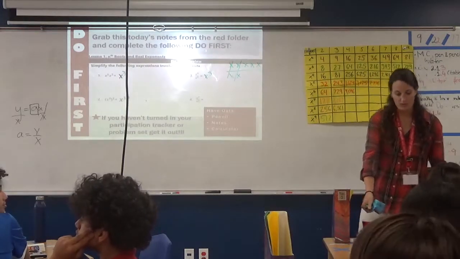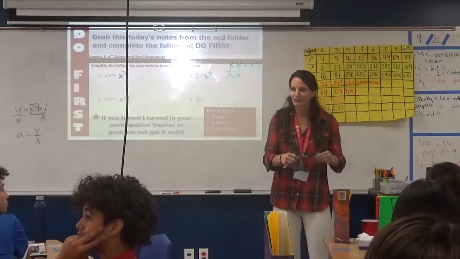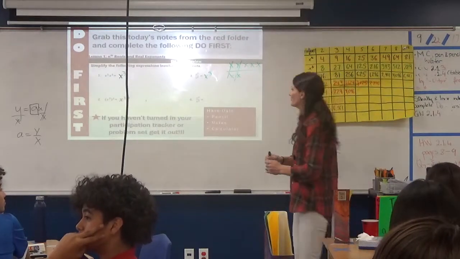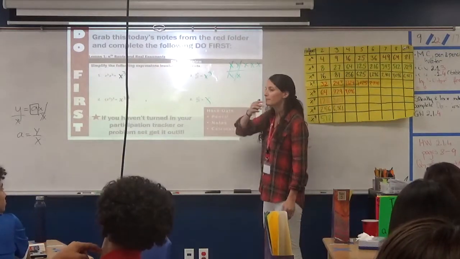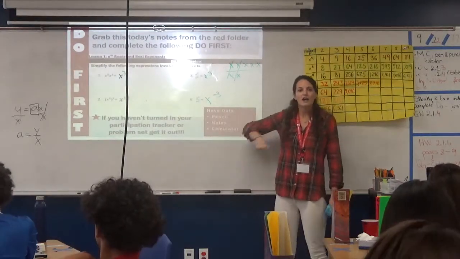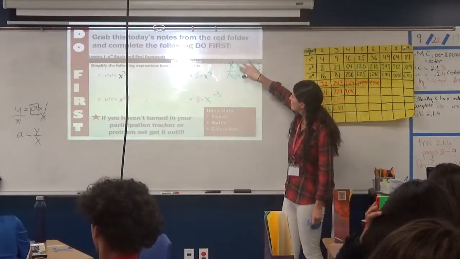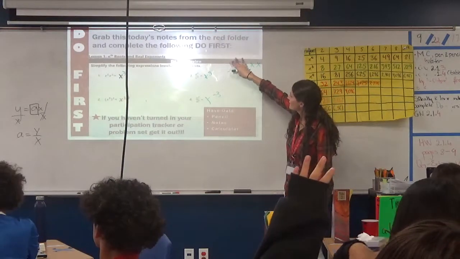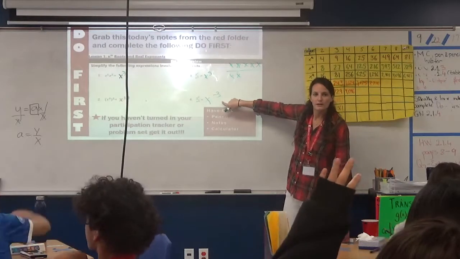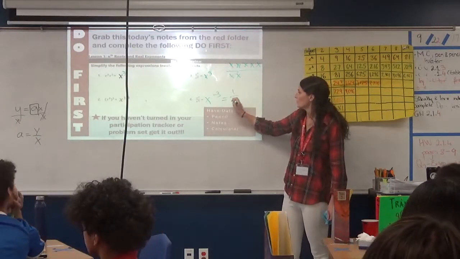X to the power of -3, because you do 2 minus 5. Another way to write that, I want you to add that on. Anyone think of another way for us to write a negative exponent? 1 over x to the power of 3.